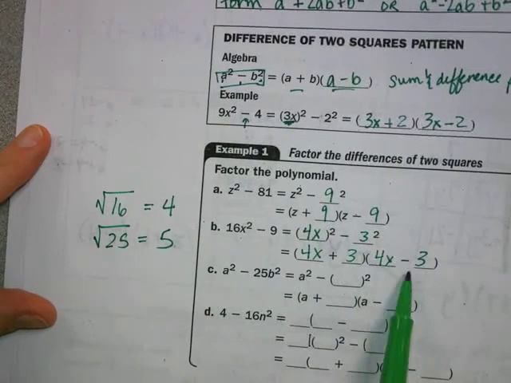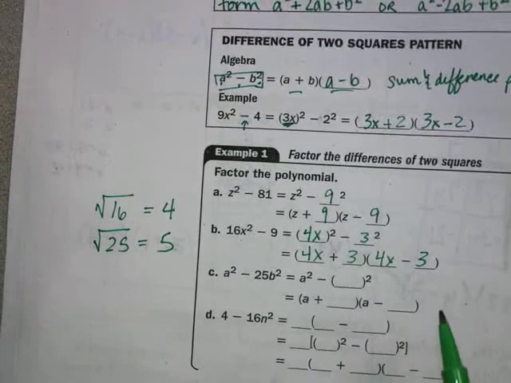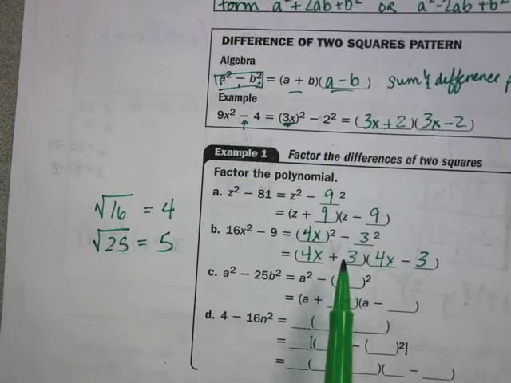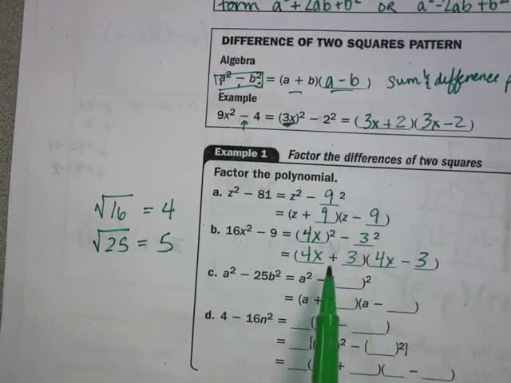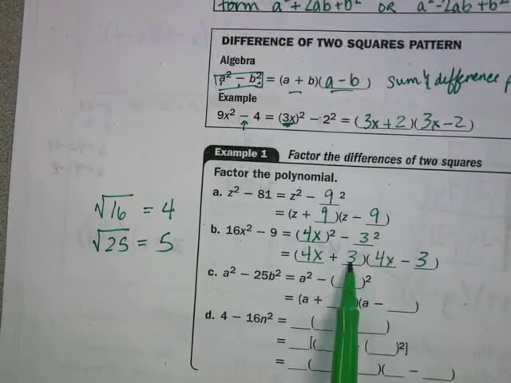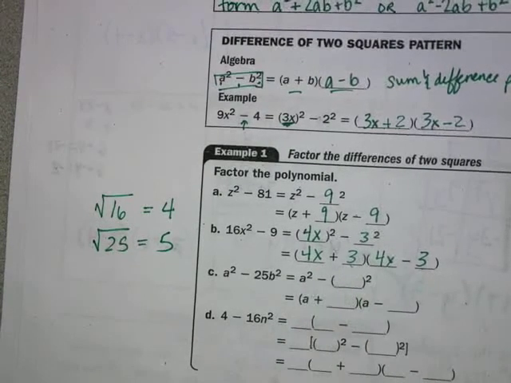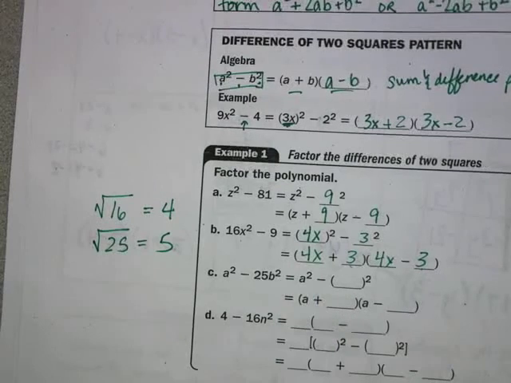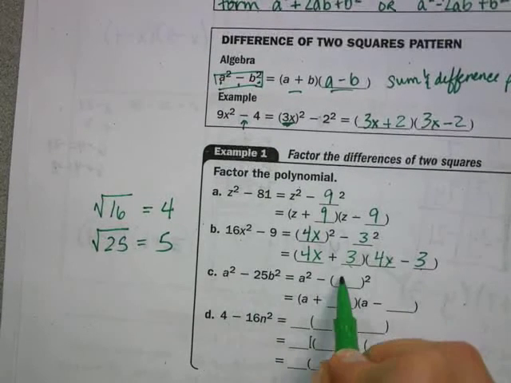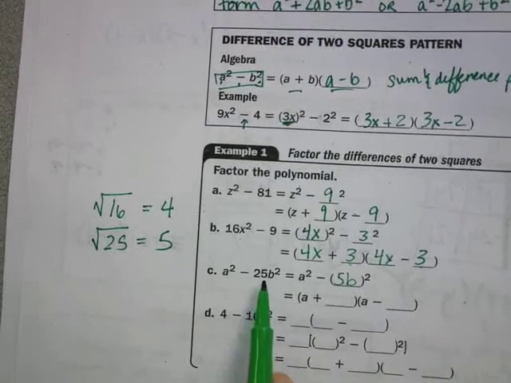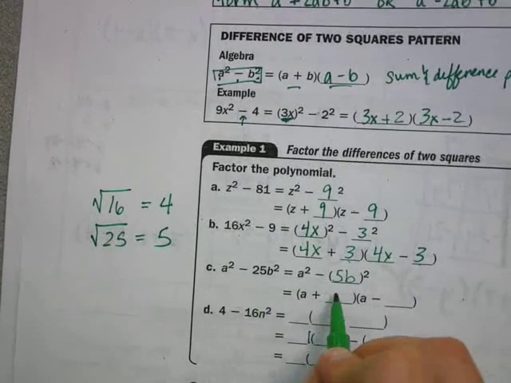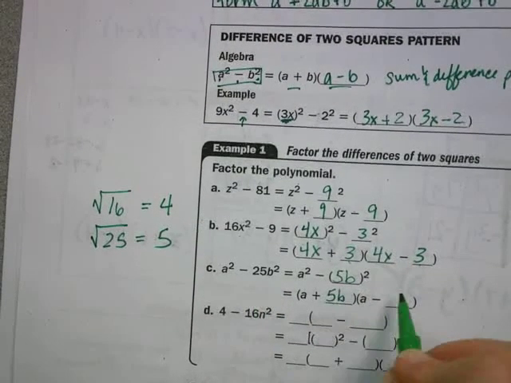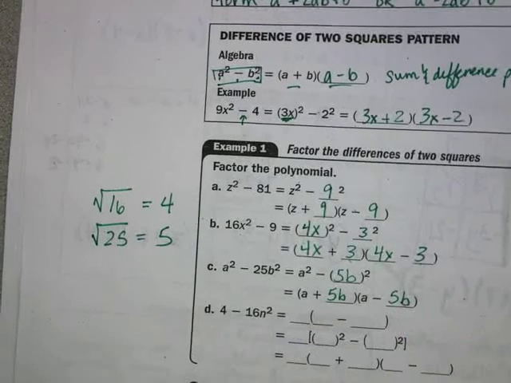And if you FOIL it out, that's what you're going to get, because those middle terms, the outer and the inners, will cancel. We would have had a positive 12x and a negative 12x. They make 0. That's why we just have the first and the last term in the FOIL pattern. All right. 5b is what multiplies together to get 25b squared. So I have a plus 5b, a minus 5b.